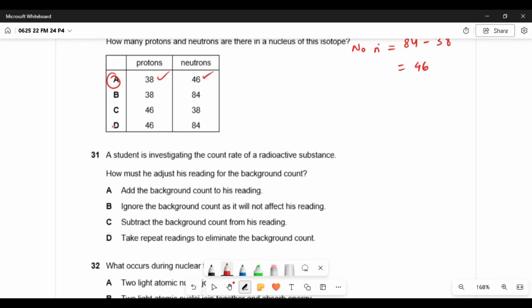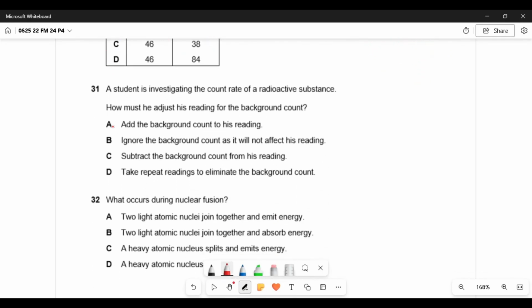A student is investigating the count rate of a radioactive substance. Whenever we have a count rate, we also have a count rate from the background radiation. So how must he adjust his reading for the background count? He should subtract the background count from the reading to get the accurate reading.